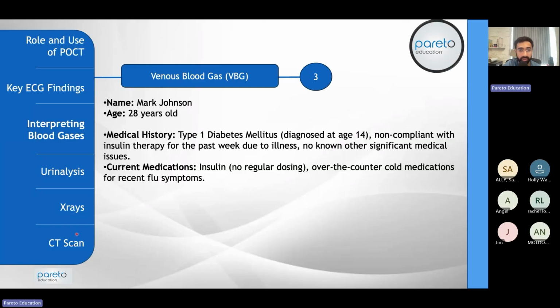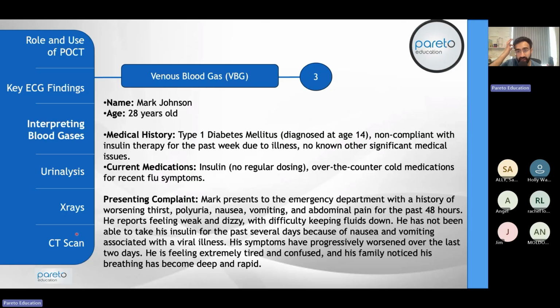Current medications include insulin, over-the-counter medications for coughs and cold. Now, when you take a further history, he presents with worsening thirst, polyuria, nausea and vomiting, abdominal pain for the past 48 hours and feeling quite weak and quite dizzy. Has not been able to take his insulin for the past several days because of nausea and vomiting. His symptoms have progressively worsened over the last 2 days, and he's feeling really tired and really confused. His family noticed his breathing has become quite deep and quite rapid.